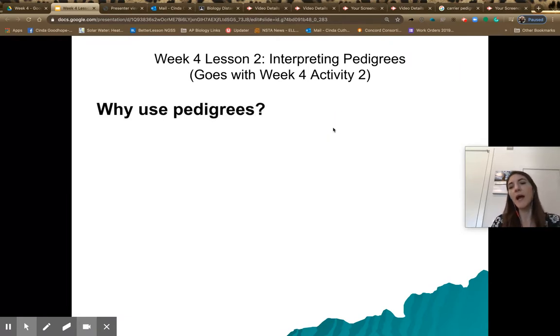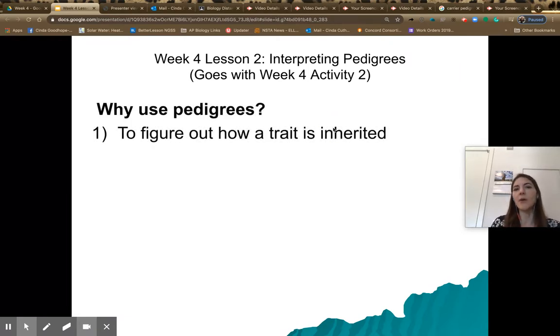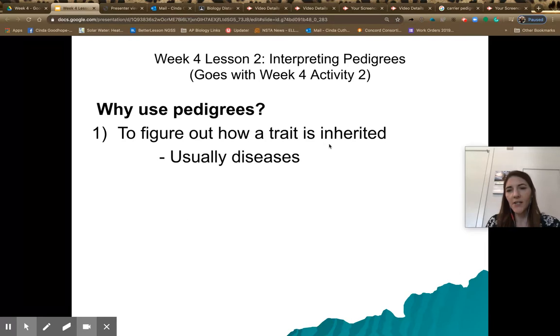So first of all, why use pedigrees? Pedigrees really help us figure out how traits are inherited or if they're even inherited at all. Some diseases are not genetic. They just happen later on in life. Usually, though, when they are inherited, what we notice is the diseases. We're not really looking at traits like hitchhiker's thumb or being able to roll your tongue. We're looking at diseases to see how those are inherited.